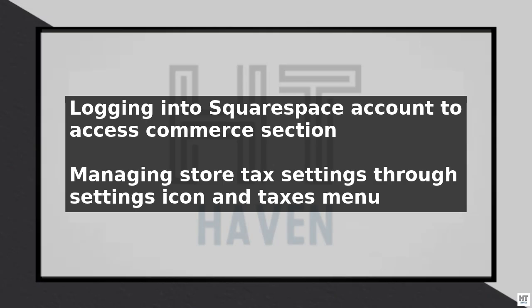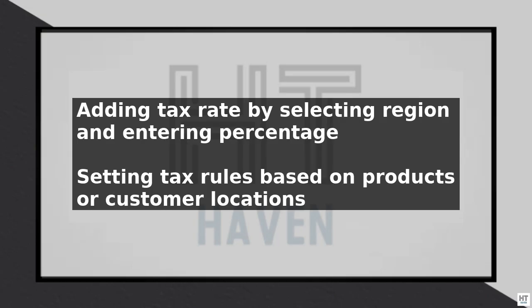To add a tax rate, click on the Add Tax Rate button. Select the region you want to add tax for. Then enter the tax rate as a percentage. For example, if you want to add a tax rate of 8% for the state of New York, select the United States as the country, New York as the state, and enter 8 as the tax rate.